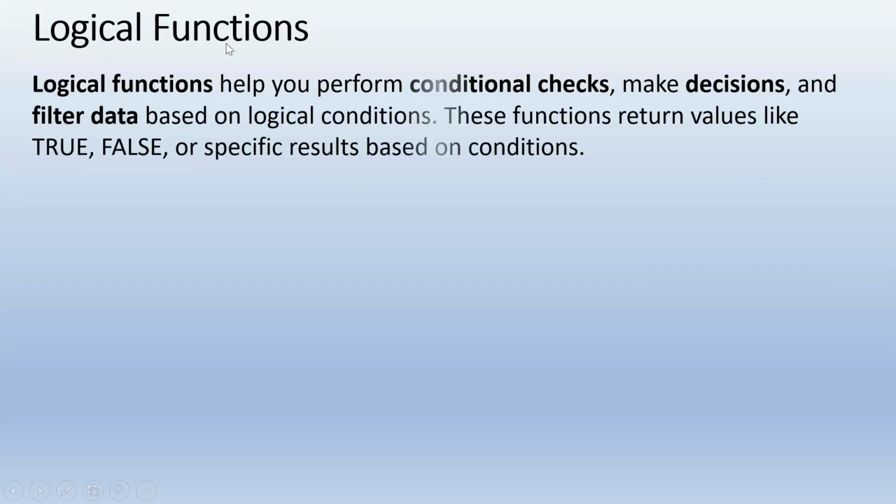So the logic, as the name is suggesting, logical function performs the conditional check. There is the condition. It checks the condition, and based on the output of that condition it makes a decision and filters out our data on the basis of the logic we have written, or the condition we have written inside the logical function. So these functions return boolean values, true or false, or they return specific results based on the condition. So whatever the condition they are checking, they are outputting as true or false.